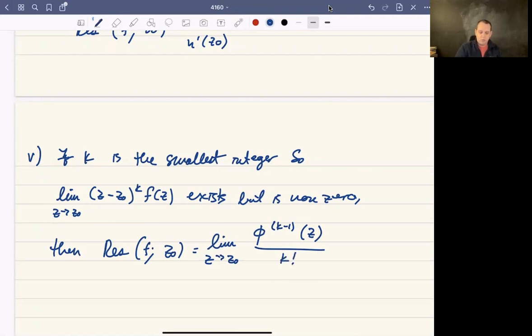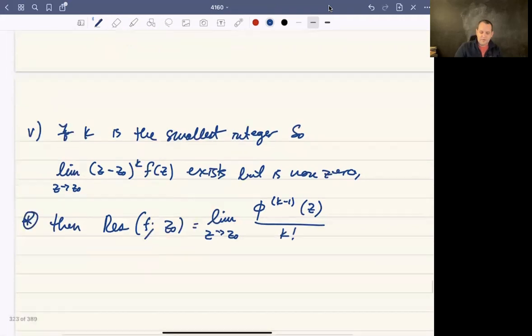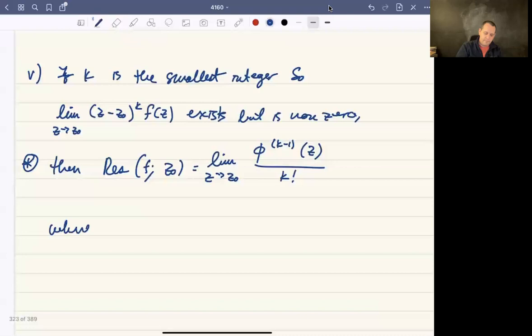And this is one rule that encapsulates almost everything that we've done so far. Here I forgot to say where phi is: phi of z is z minus z naught to the k times f.